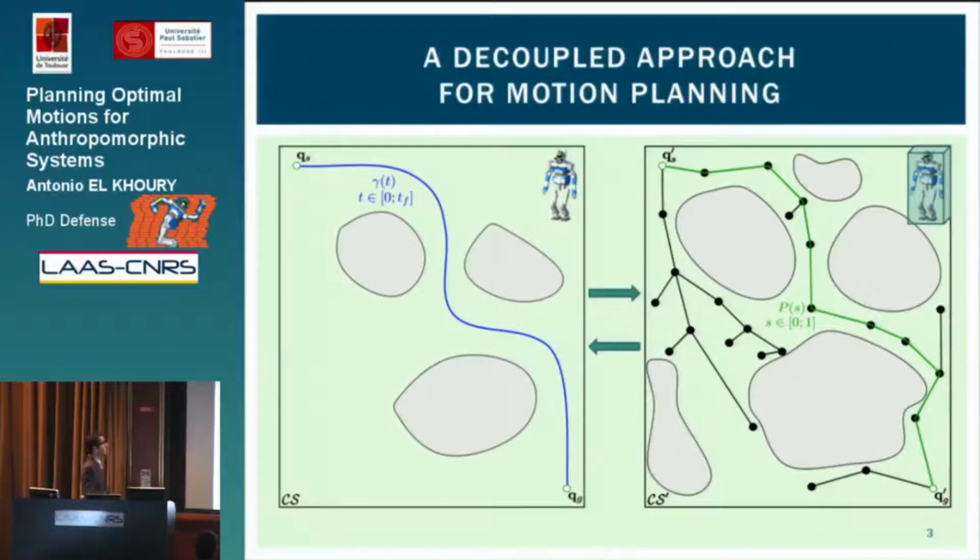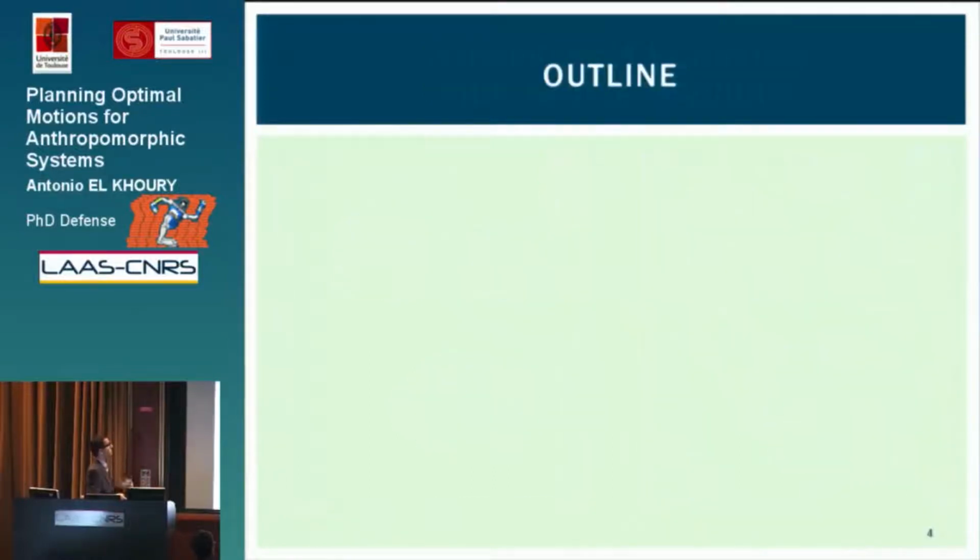So, and this is what describes what we call the decoupled approach. So it renders the motion planning problem a bit easier to solve. Now, during my thesis, in the past 3 years, my work has revolved mainly around this decoupled approach, around different contributions, which I will show here.